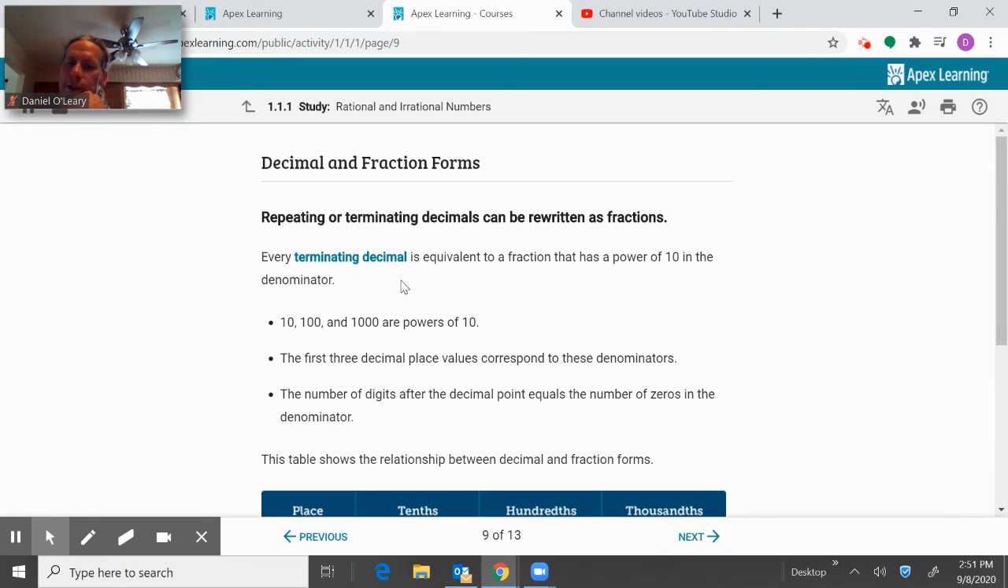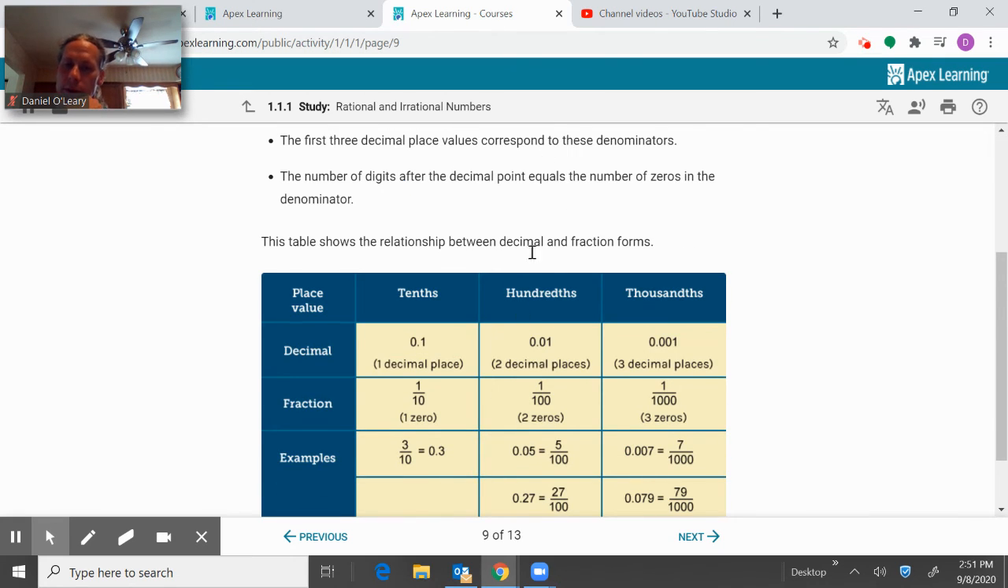Okay, every terminating decimal is equivalent to a fraction that has a power of 10 in the denominator. All right, so 10, 100, 1000 are powers of 10. The first 3 decimal place values correspond to these denominators. So tenths is the first decimal place, hundredths goes to the second decimal place, thousandths goes to the third.